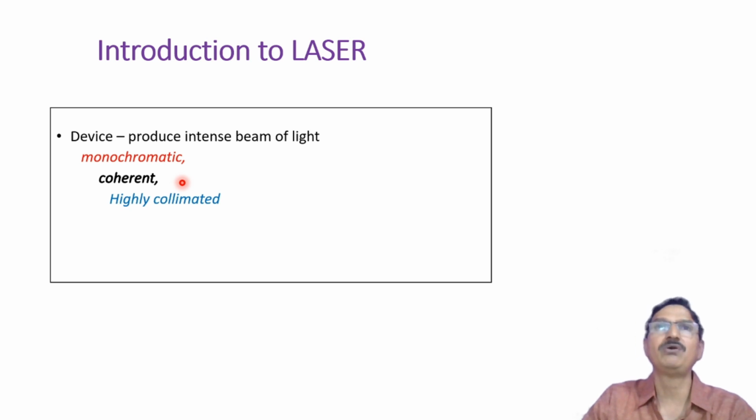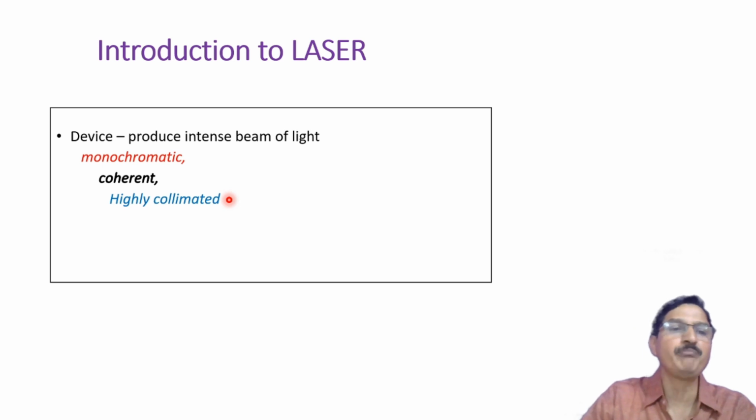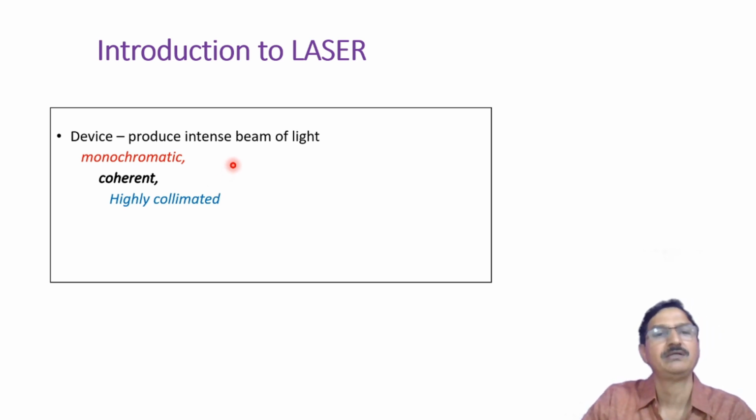It means all the individual components in this beam, all the radiations are in the same phase. Therefore they add to each other, their amplitude increases automatically, intensity increases, and hence an intense beam of light is produced. They are also highly collimated, meaning a very fine beam of laser can be produced, so that it can travel a large distance.